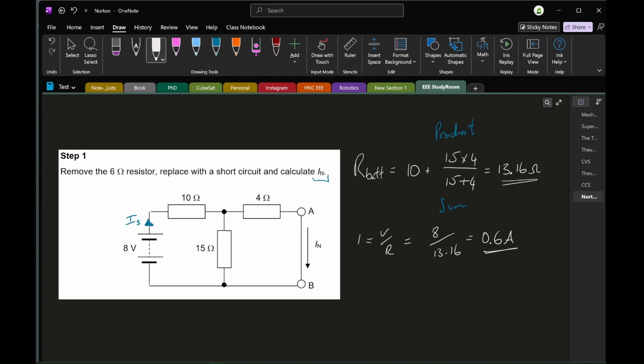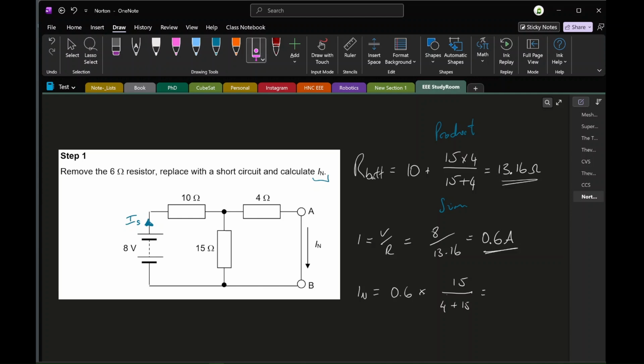So, how are we going to solve the Norton current? We're going to use the current division rule. And we're going to take the supply current that we've just calculated, and then we're going to multiply that by the ratio of the split between the two resistors 14 and 15.